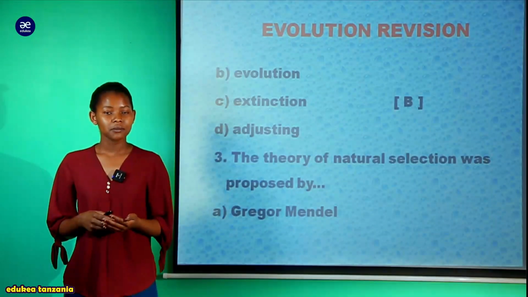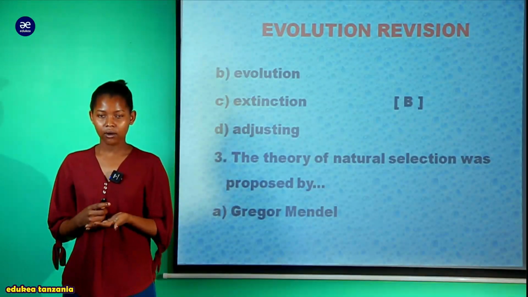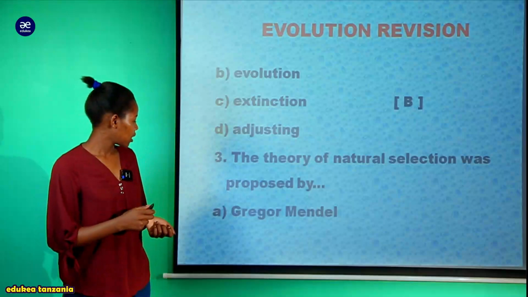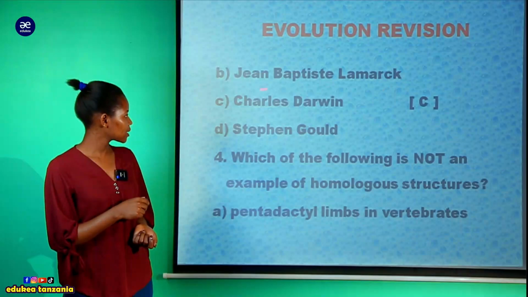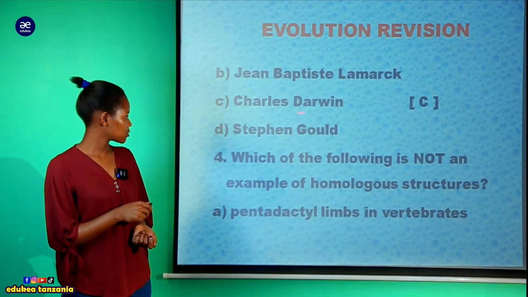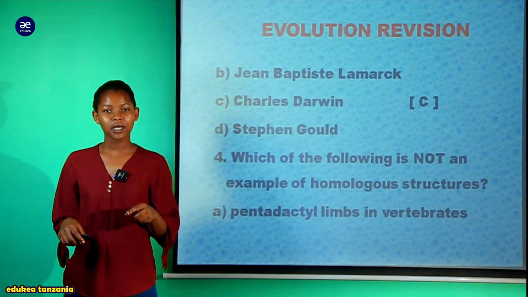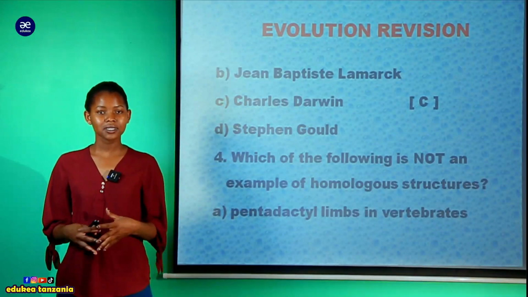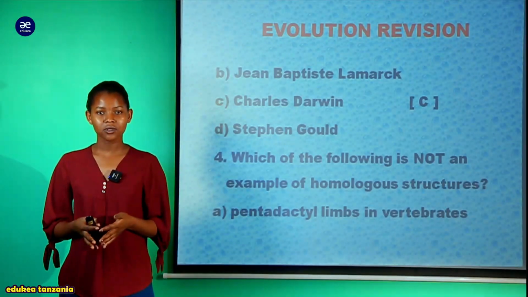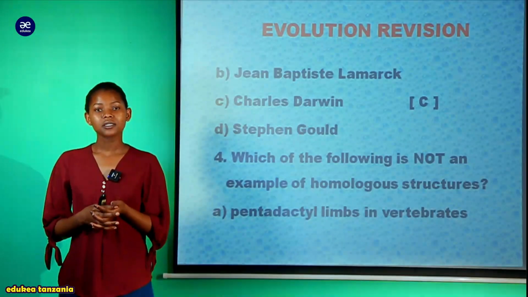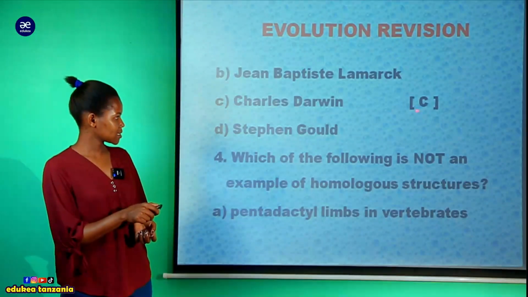And now, as we can remember, natural selection ilikuwa proposed by Darwin. Let's take a look at our choices. The first one is Gregor Mendel. The second one is Jean-Baptiste Lamarck. C is Charles Darwin, and D is Stephen Gould. Tunaangalia nani ambaye aliweza kupropose theory ya natural selection. And directly here you can see the correct answer is Charles Darwin. Charles Darwin ndo aliweza kupropose the theory of natural selection. So the correct answer here is C.